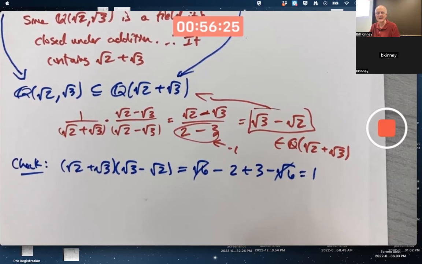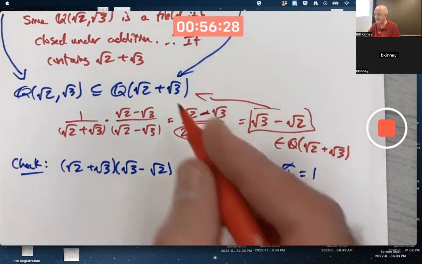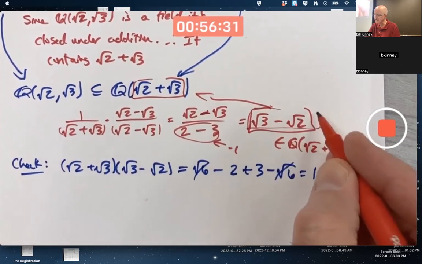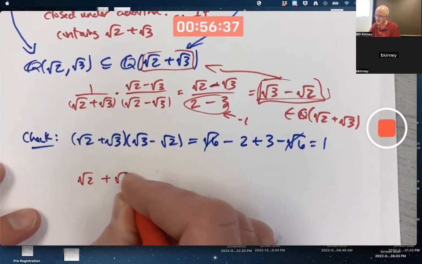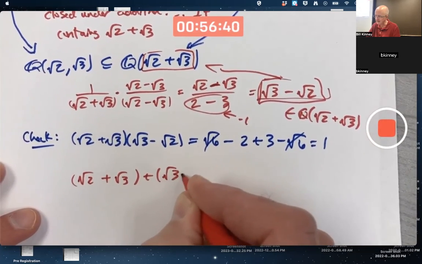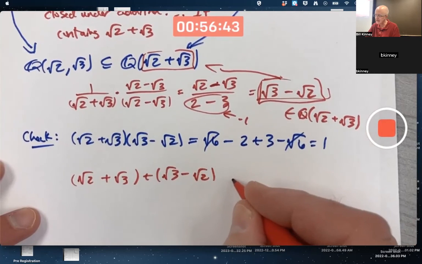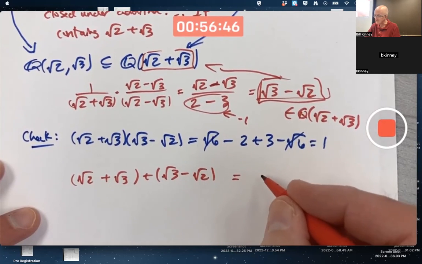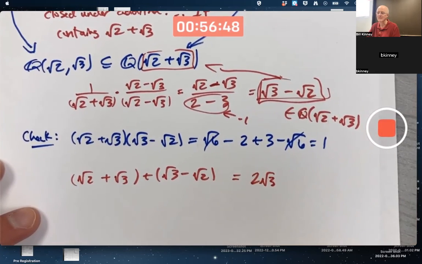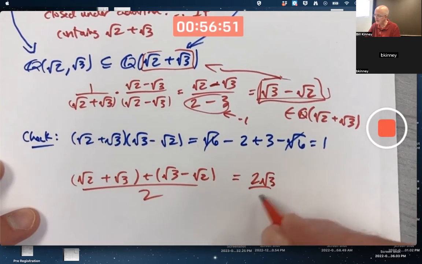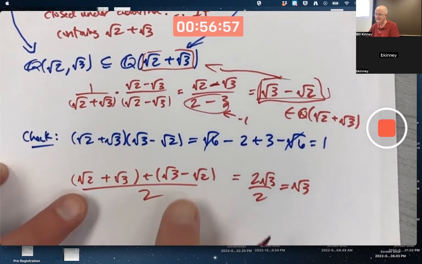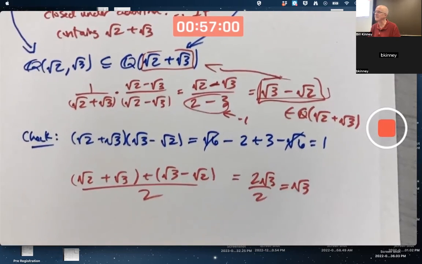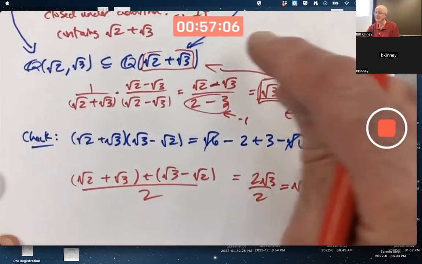And then you stare at this long enough, you realize, hey, if I added these two things, which are in the field, the result would also be in the field. What happens when I add them? Square root of 2 plus square root of 3 plus square root of 3 minus square root of 2 gives me, the square root of 2's cancel, 2 square root of 3. And if I divide all this by 2, it gives me square root of 3. These things are in the field. I divide by 2, it's still going to be in the field. 1/2 is in the field. Square root of 3 is in the field, is what I just verified.